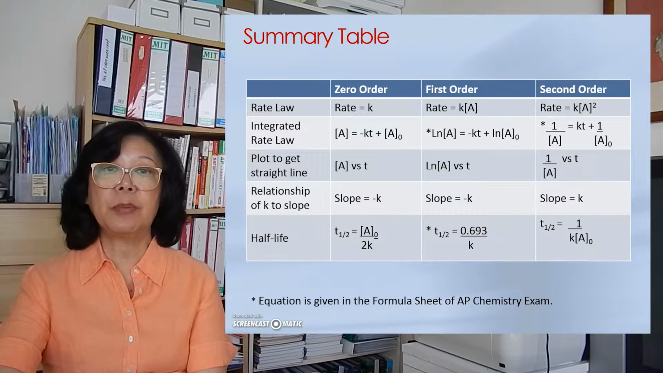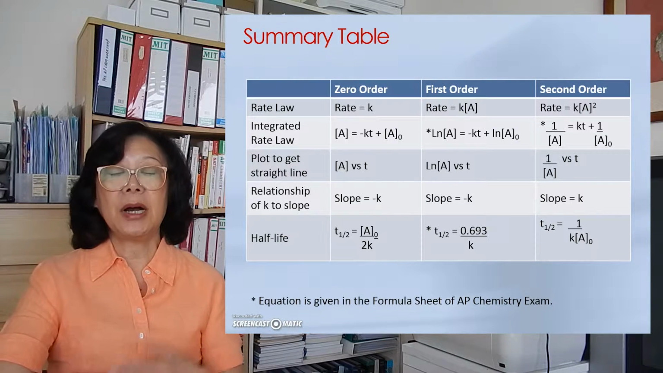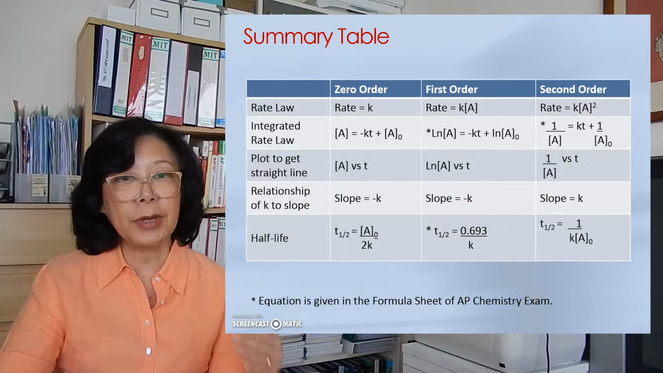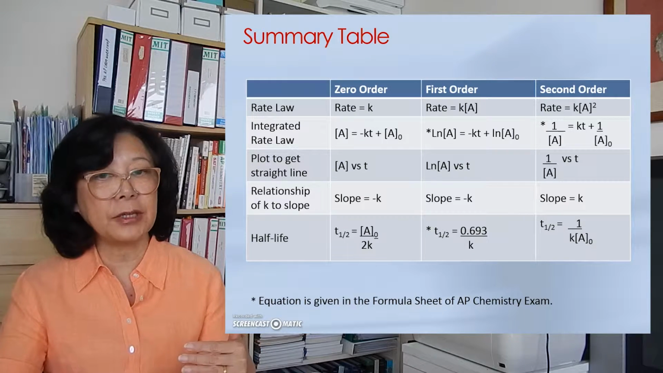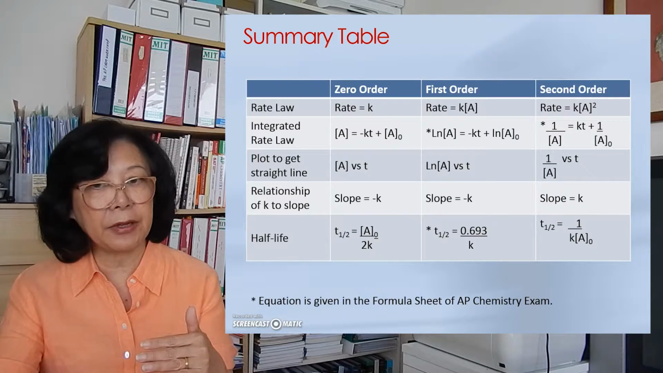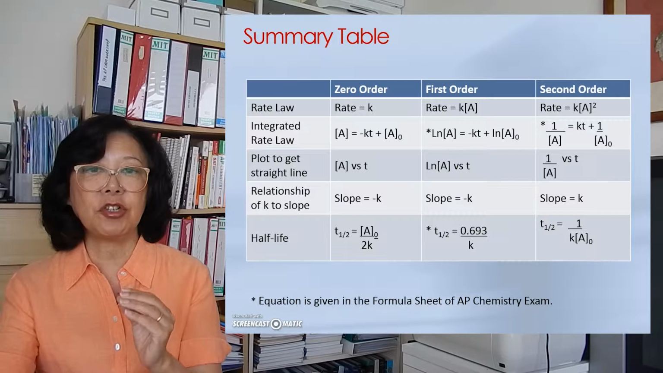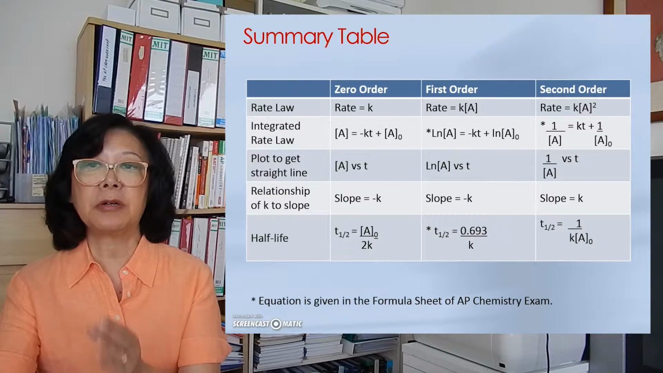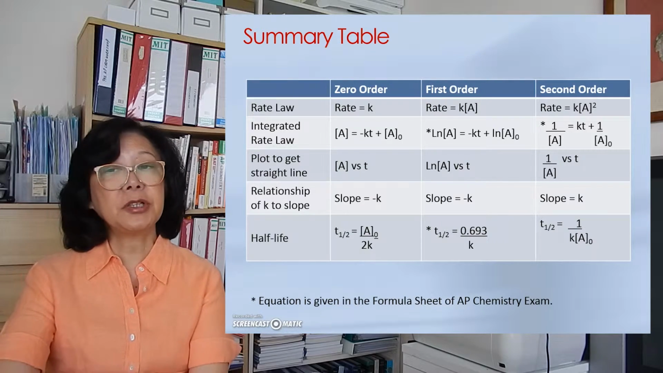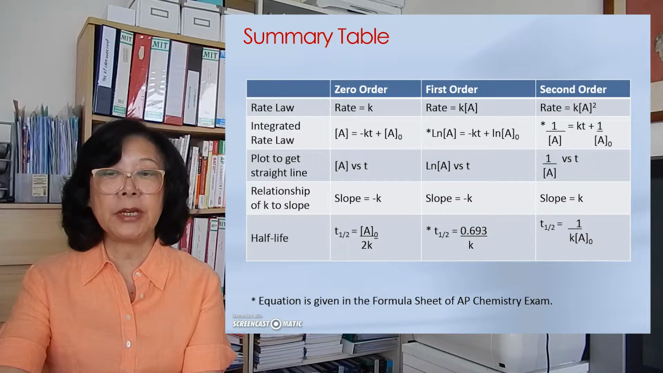So here's a summary table, which is really important for students to understand. Here I have lined up zero order, first order, and second order, with regard to rate law, integrated rate law, the plot to get a straight line, the relationship of the K to the slope, and the half-life. And I have put 3 asterisks to 3 equations, such as first order integrated rate law, second order integrated rate law, and the half-life for first order. Now these 3 equations will be given on the formula sheet when you take the AP Chem exam.